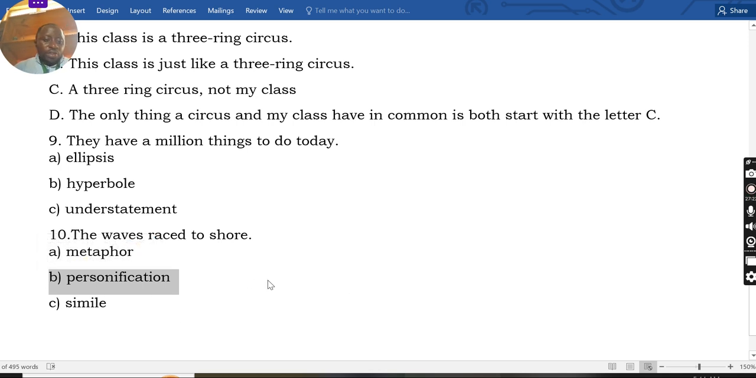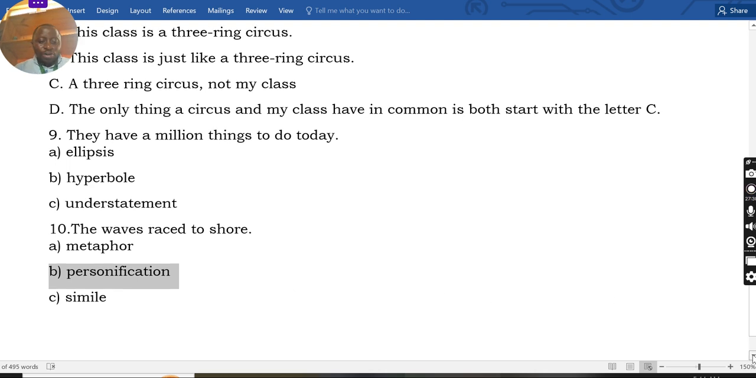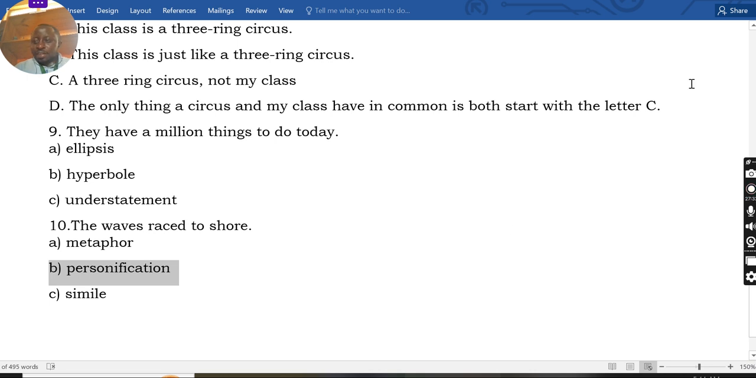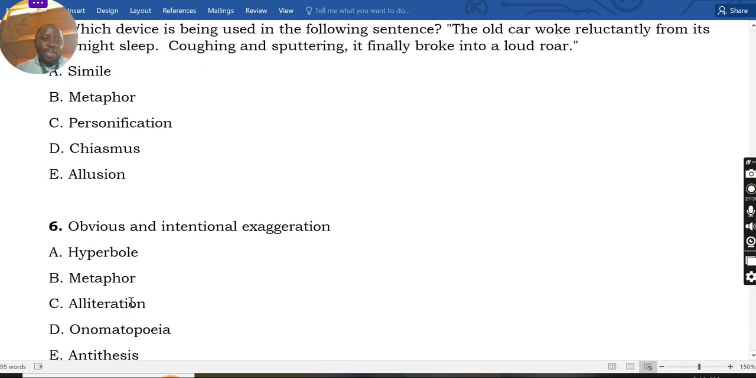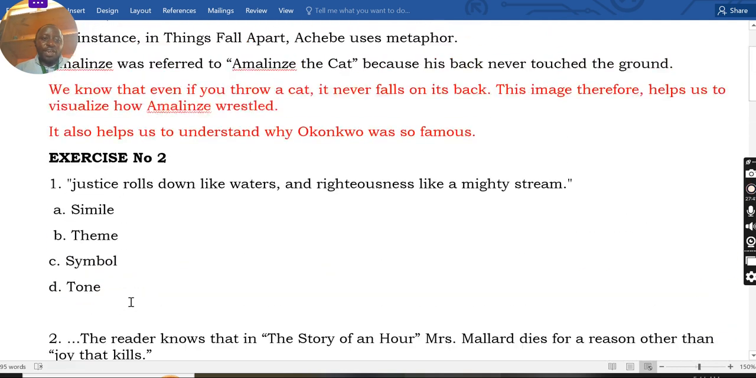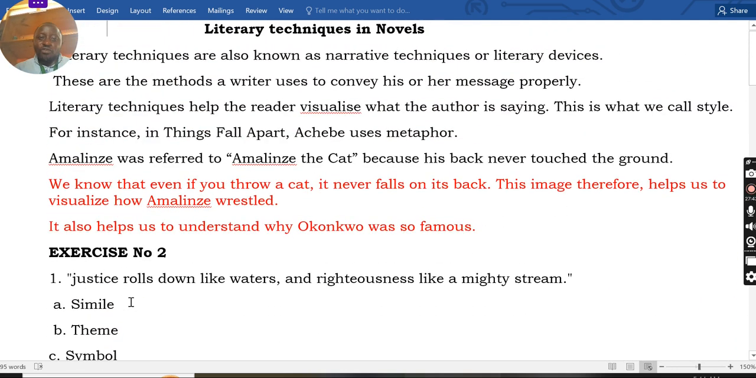Yeah, thank you for being attentive. Thank you so much for following us. This is Rainbow class, and let me briefly remind you of what we came to see. We came to see literary techniques used in a novel. We have seen the importance of using literary techniques, both for the readers and for the authors, and then we came to work on the exercises.